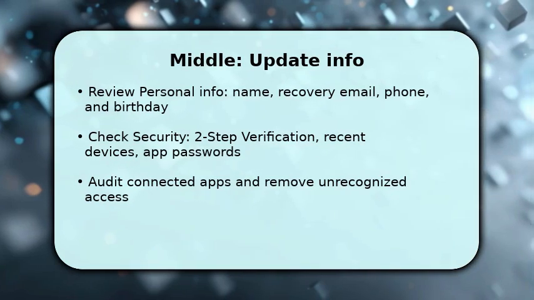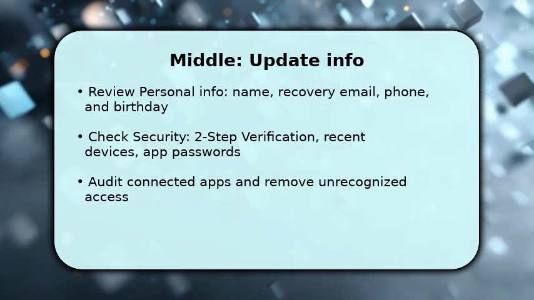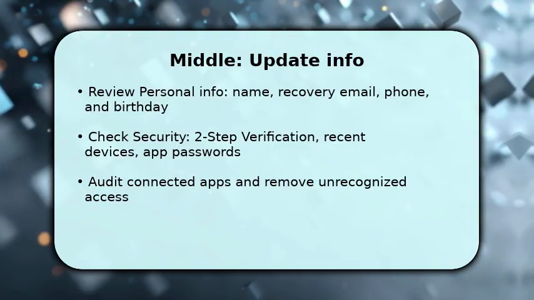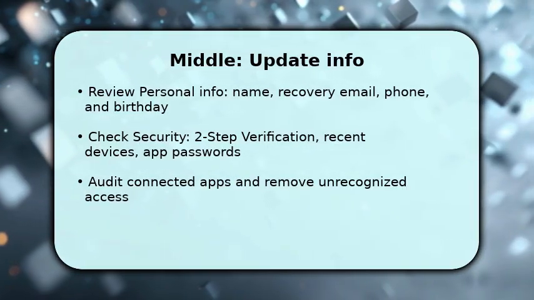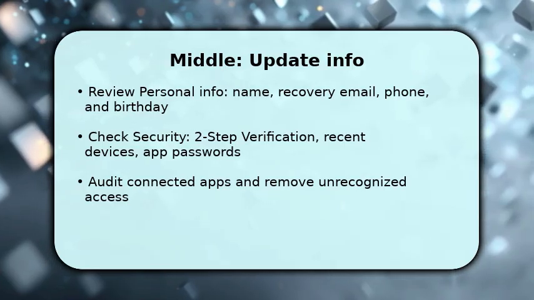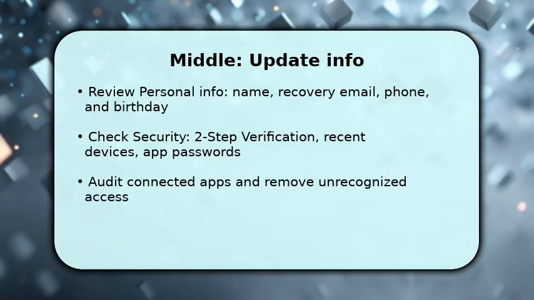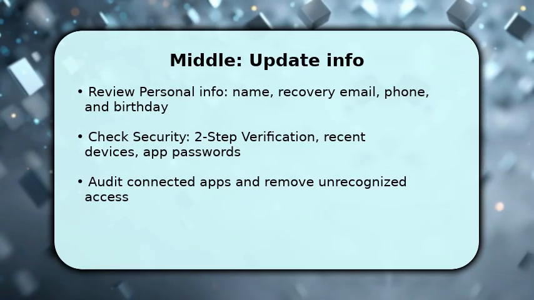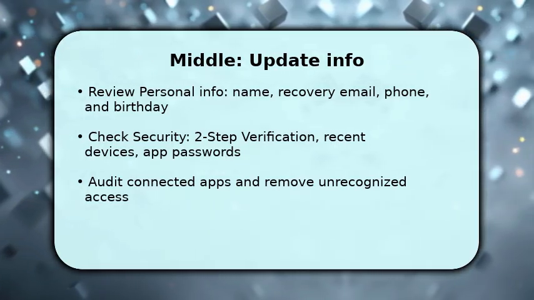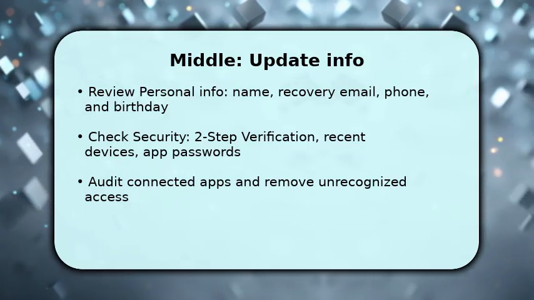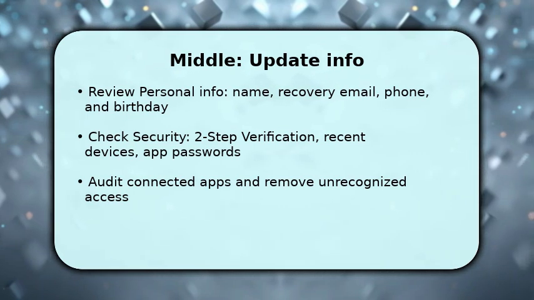Next, you update critical account details so checks succeed. Open personal info and correct recovery email, phone, and birthday if needed. These must match what Google expects. Then go to security to enable or reconfigure two-step verification and remove unrecognized devices. Also audit third-party apps with account access and revoke anything suspicious. Doing this reduces future verification prompts and explains discrepancies. If Google suspects unusual activity, these corrections resolve most checks.